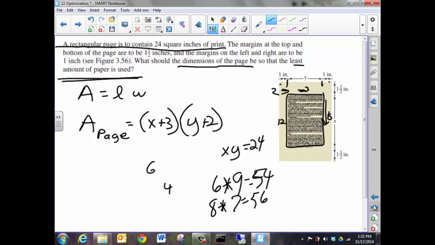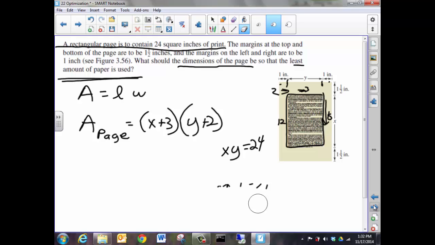So do you see that the margins do matter? Do y'all understand that? The margins do matter. We do need to take them into account as we're creating our equation here. But this is an important piece of the puzzle right here. Does everybody see that that's a constraint? The 2 dimensions have to multiply to give us 24.